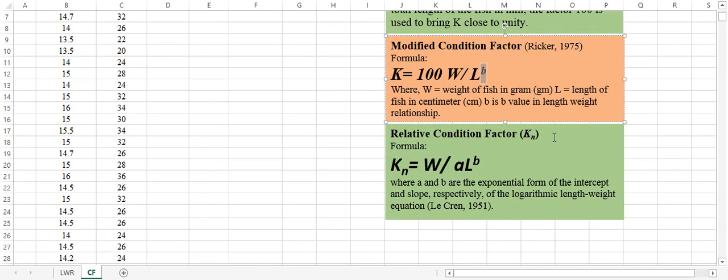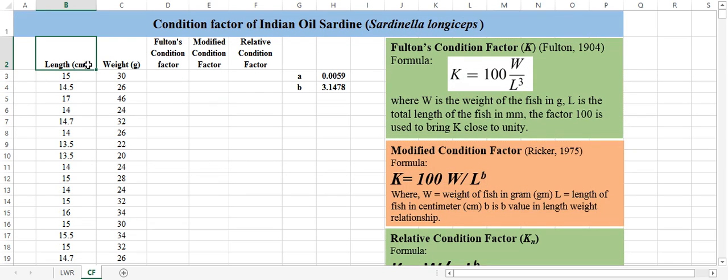In the relative condition factor, it is weight by a into L to the power b. Basically this is weight by weight, the actual weight and the modified weight. This is based on weight and was given by Le Cren in 1951. Here a and b are the intercept and slope of the length weight relationship. We are using the length data of Indian oil sardine, with length in centimeters and weight in grams. So let's calculate the three different condition factors.